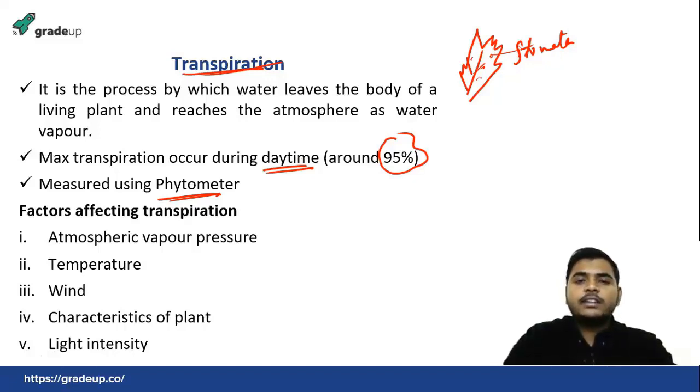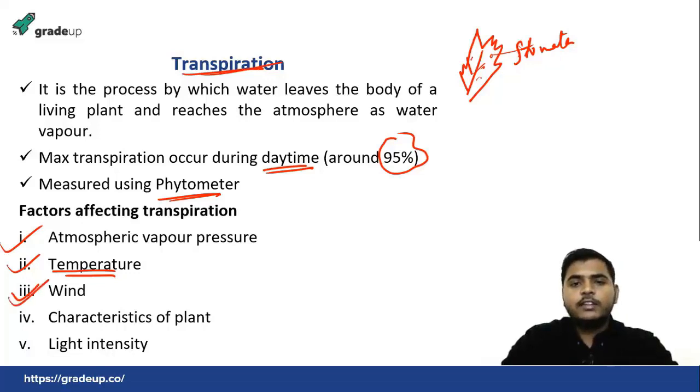Now there are various factors affecting this transpiration. It may be atmospheric vapor pressure. As the atmospheric vapor pressure increases, you know that it will put pressure and will not allow the water to escape from the stomata, so it decreases the transpiration rate. Next is temperature. If we go on increasing the temperature, you know that the energy rises and there is more transpiration loss.